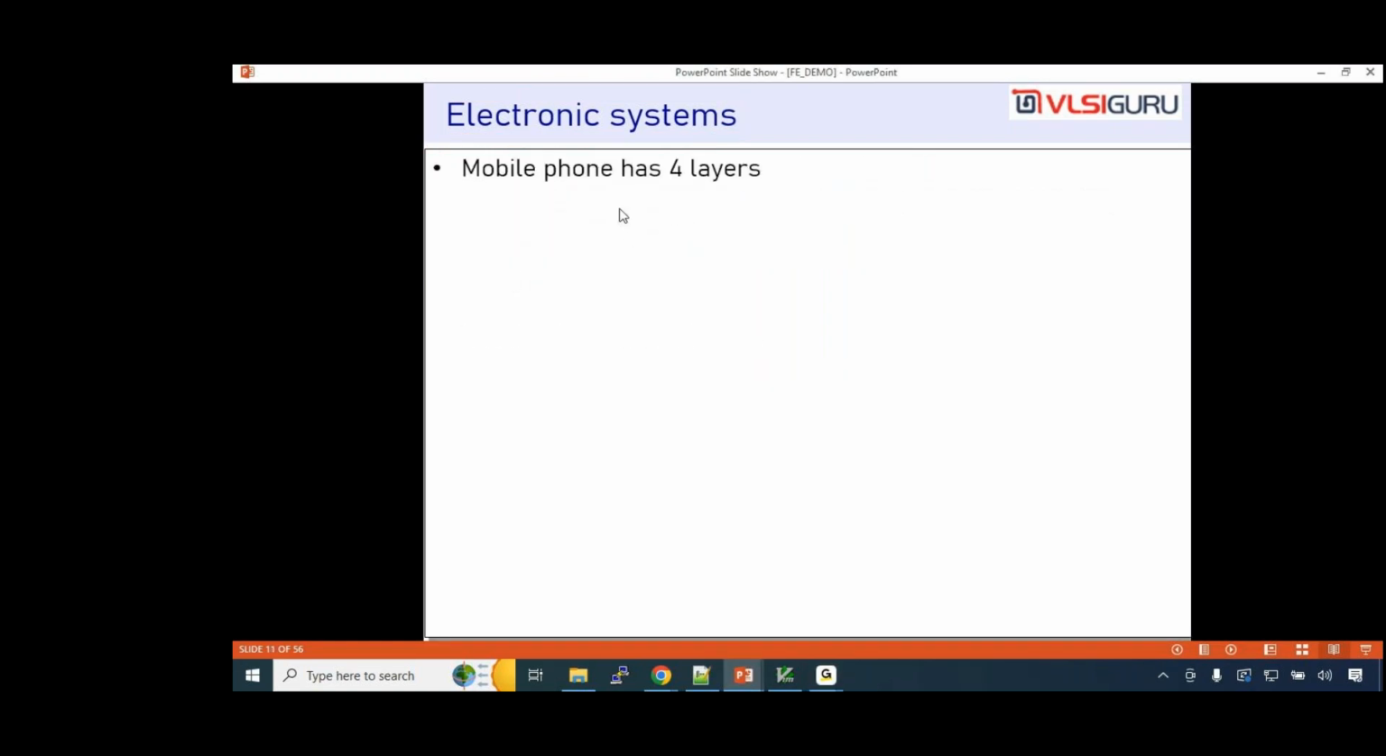So in summary, a mobile phone has 4 layers. What is it that we said? Hardware, OS, embedded systems, I mean the firmware, and the applications. So let's list them. When I say hardware, what is an example? Processors, camera and sensors. Who develops hardware? The person who develops hardware is called a VLSI engineer, also called a hardware engineer.